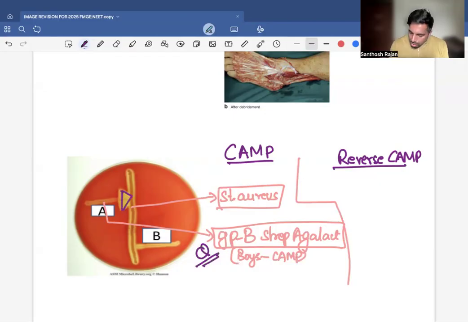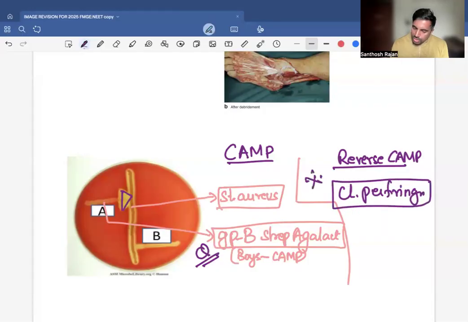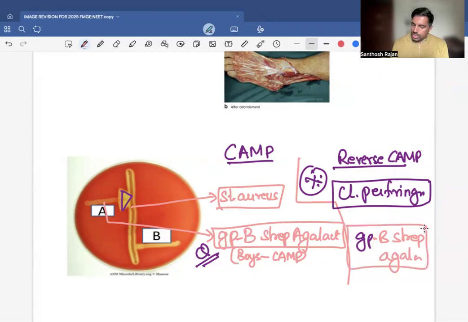Instead of the Staphylococcus aureus line, you are going to put Clostridium perfringens. Okay, but your diagnosis is for Clostridium perfringens only. And then here, same thing. In the side one, it's always the group B only. You're going to put group B Streptococcus agalactiae. Same one only. Group B agalactiae. That's it. Okay. This is the difference.